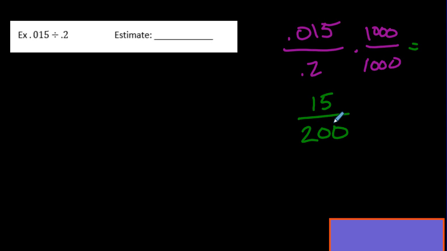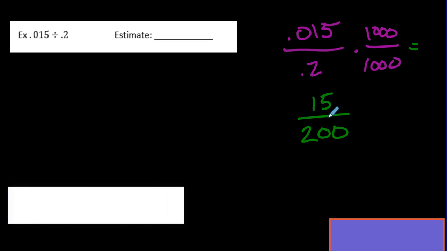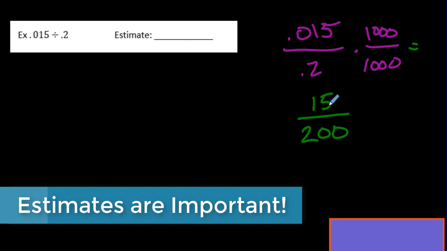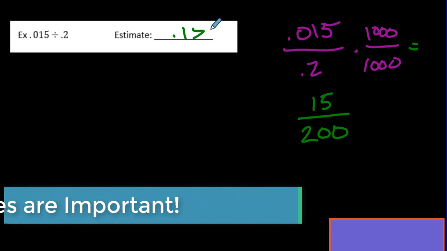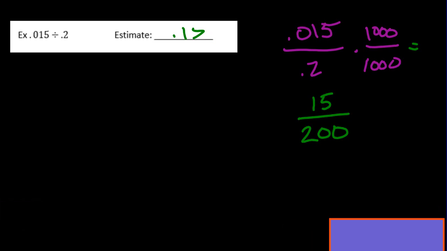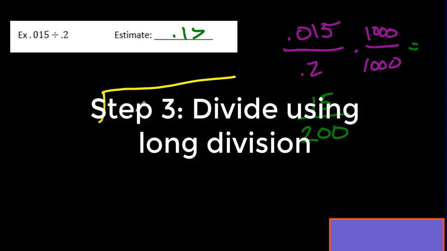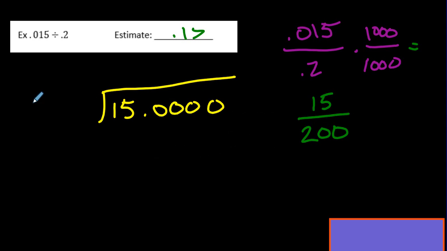And now we can realize our answer is going to be very, very small because 20 over 200 is 0.1. We're going to say that our answer is a little bit less than 0.1. So again, we're going to do top dog in the house. We got 15.0000, 200 on the outside.